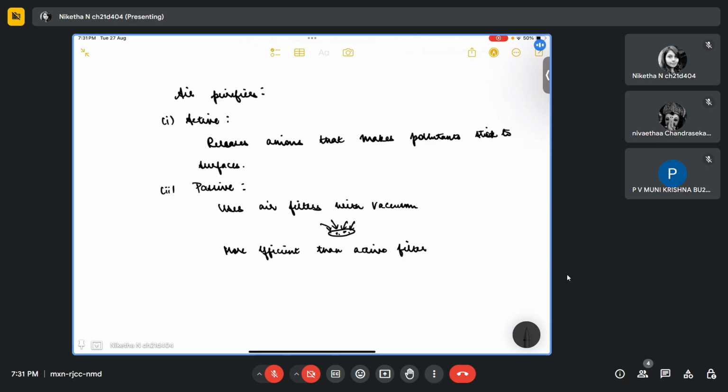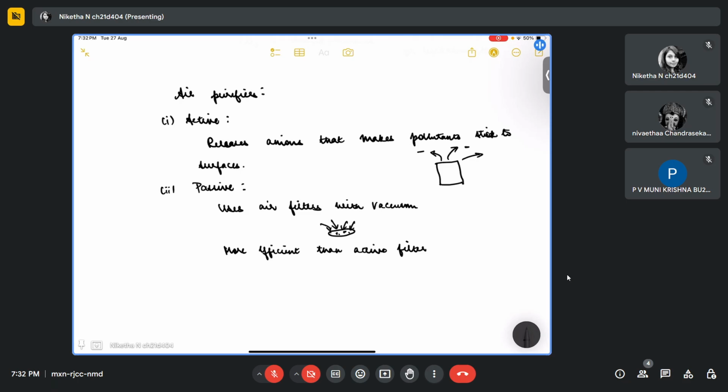So when you have an active filter, it is generally releasing some anions, right? Which are negatively charged. Now, if your pollutant is positively charged, then maybe this will have some effect. And also, there should be a higher concentration of pollutant near the filter for it to effectively neutralize the pollutant using anions.